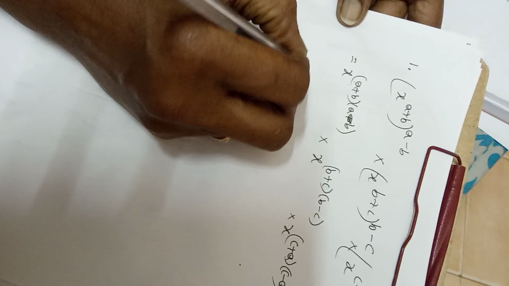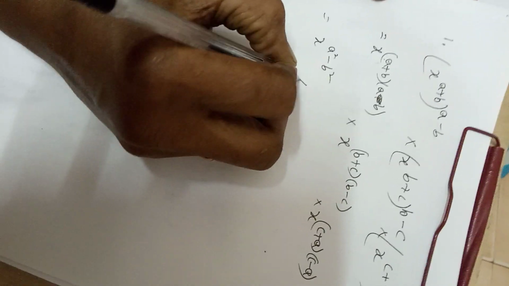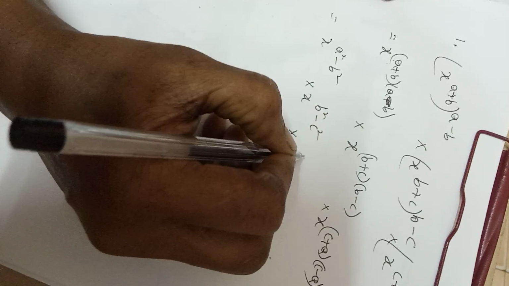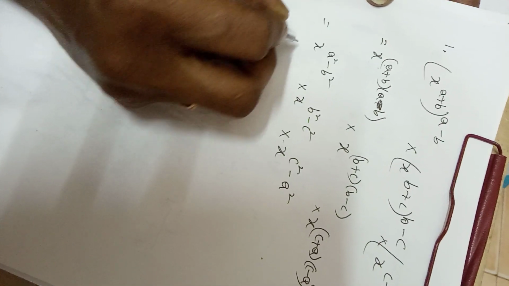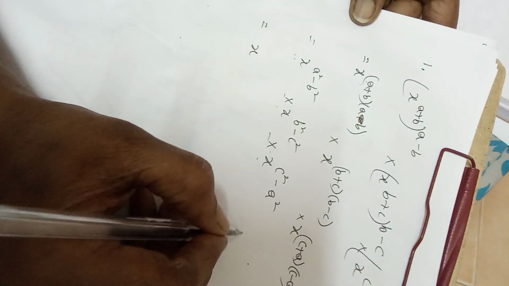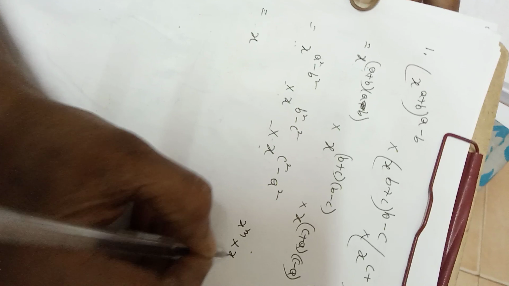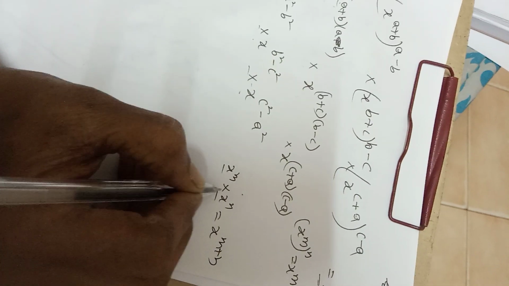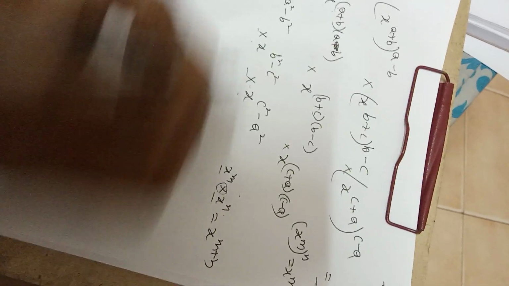Now (a plus b) into (a minus b) is a square minus b square. X to the power of b square minus c square, x to the power of c square minus a square. Now same base and multiplication, that is x to the power of m into x to the power of n is equal to x to the power of m plus n. Same base, multiplication, add the exponents.